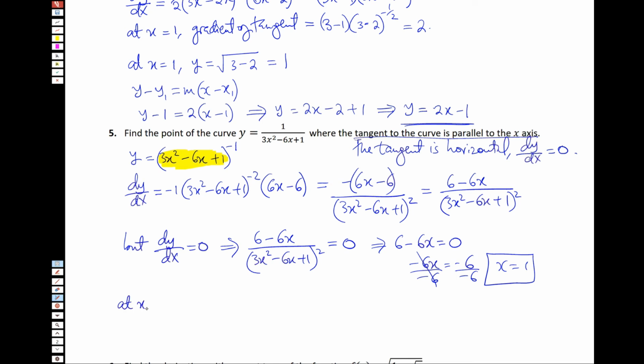So at x equals 1, y will be equal to 1 over, we substitute 1 in the original function, so that will be 3 minus 6 plus 1, which will be equal to negative a half. Yeah. So the point where this occurs is 1, negative a half. And that's basically how you solve that question.